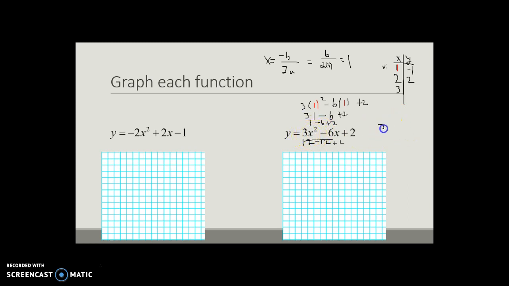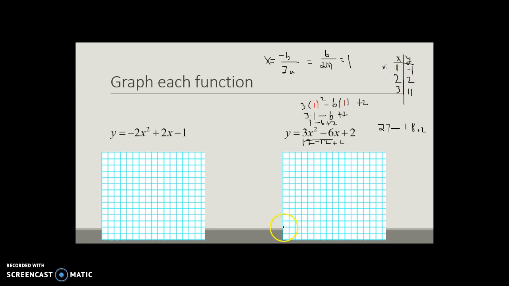9 times 3 is 27. Minus 6 times 3 is 18. Plus 2. 27 minus 18 is 9. 9 plus 2 is 11. So I've got to get all the way up to 11, and I really don't have much in the negative as far as y goes.